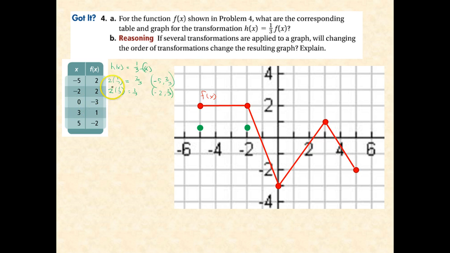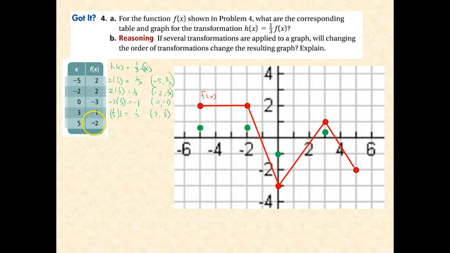For 0, negative 3, we're going to do 1/3 of f of x, so that's negative 3 times 1/3, which is negative 1. So we get the point 0, negative 1. Boom. For 3, 1, f of x is 1, so we're going to do 1/3 of f of x. So that's 1/3 times 1, which is 1/3. So we get the point 3, 1/3, over 3 up 1/3.